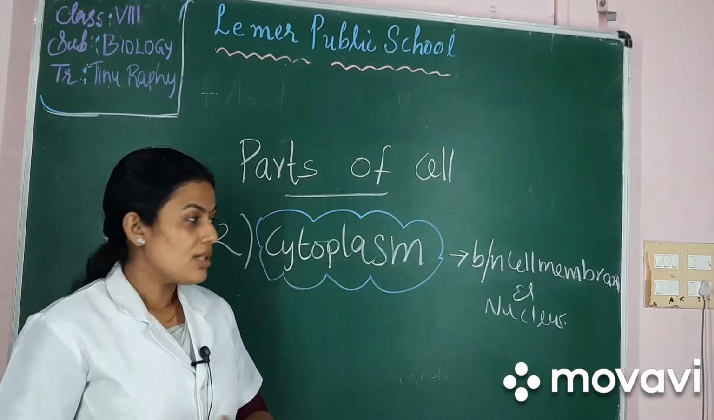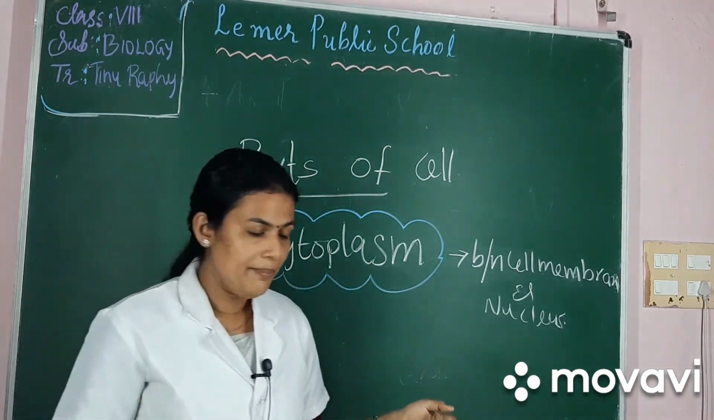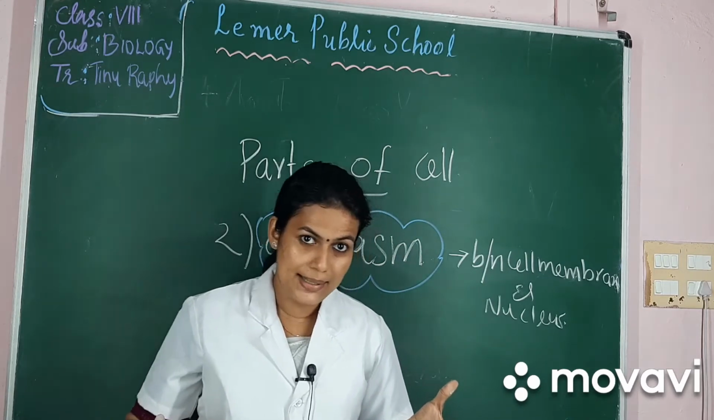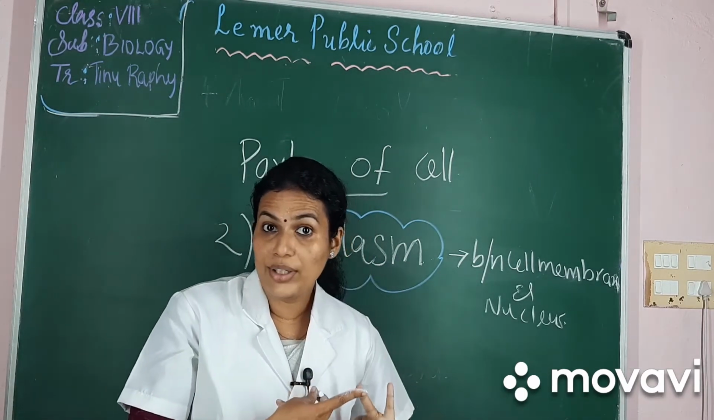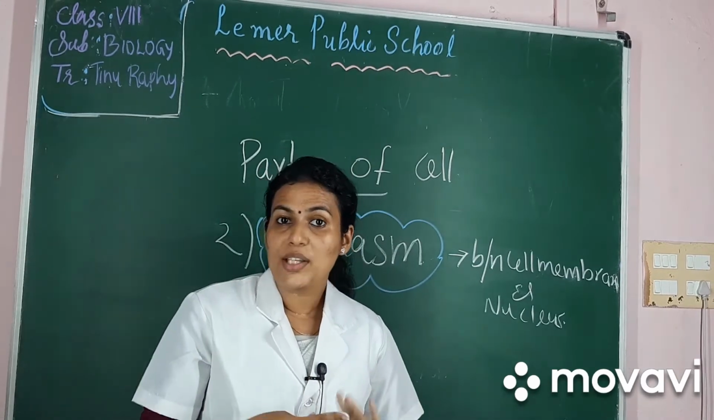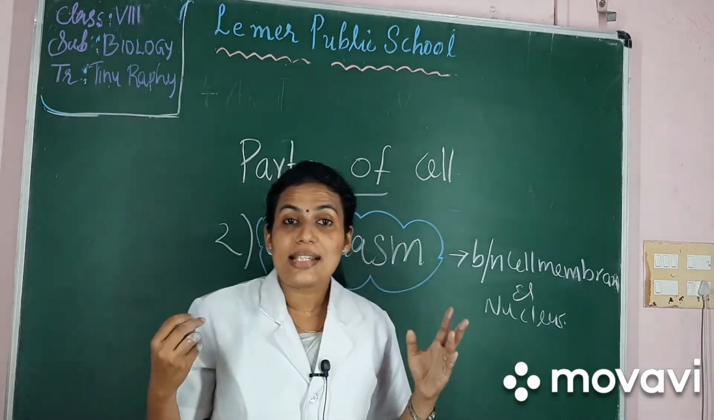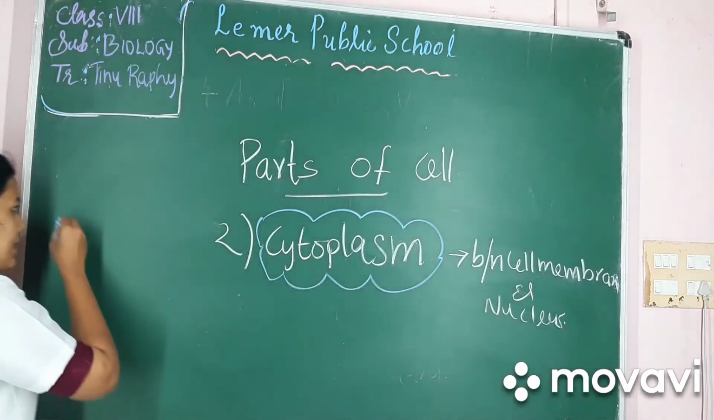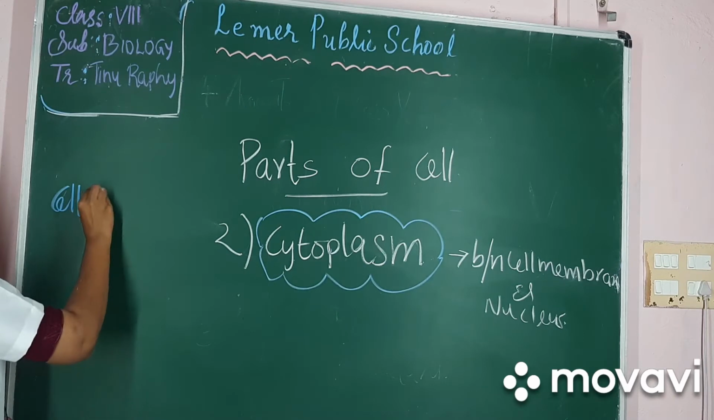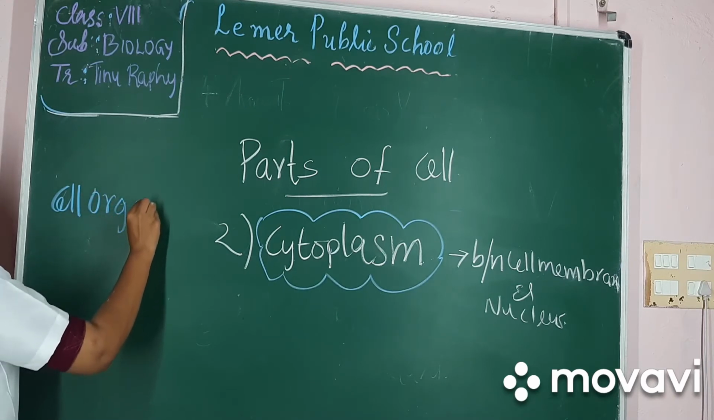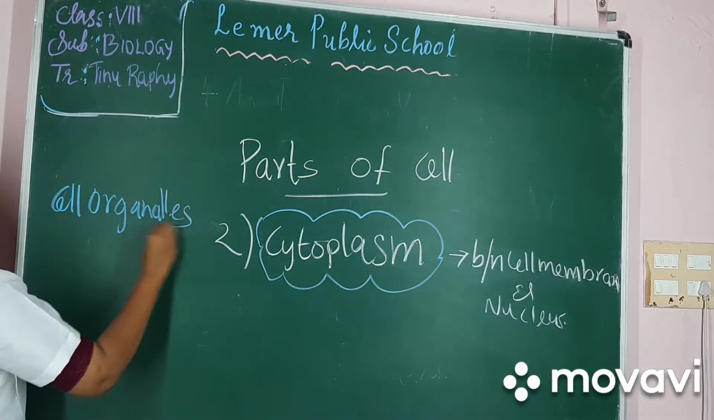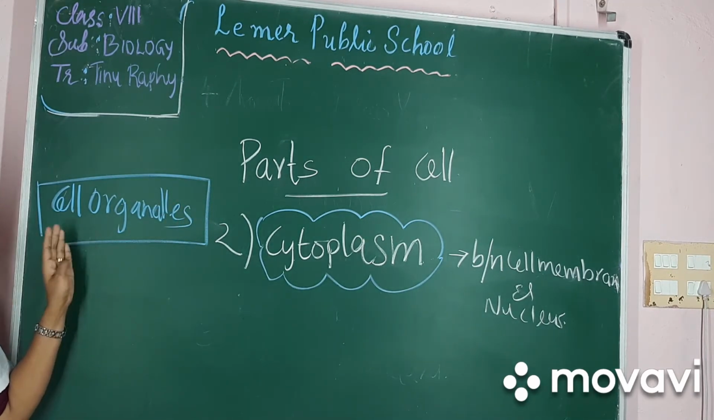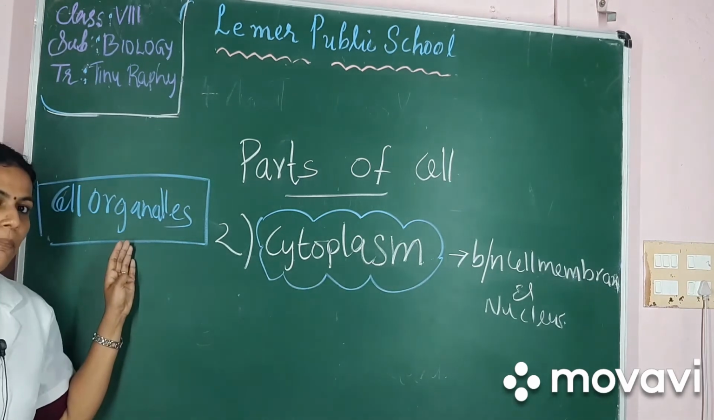So this is the position of cytoplasm, and cytoplasm contains many cytoplasmic materials like mitochondria, Golgi body, ribosome, endoplasmic reticulum, etc. And these cytoplasmic materials are called cell organelles. And about cell organelles we will learn in this chapter itself in upcoming class.